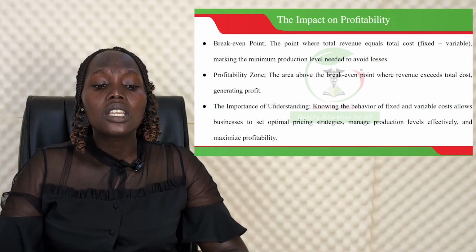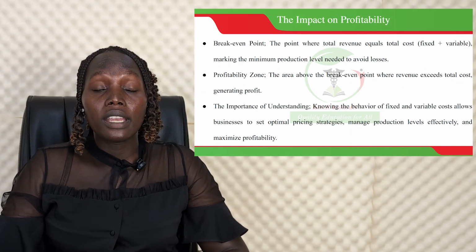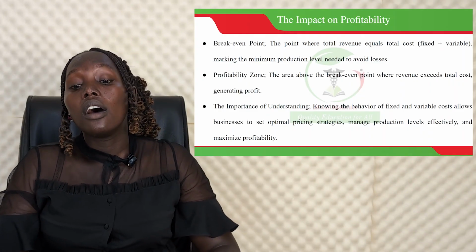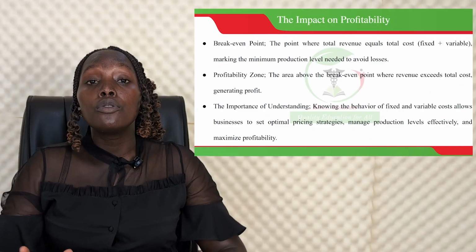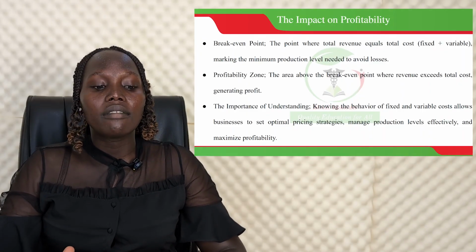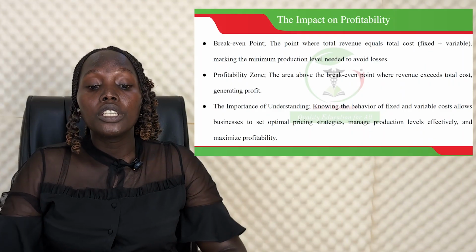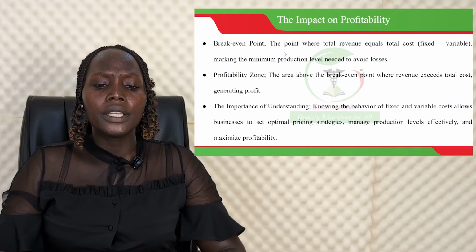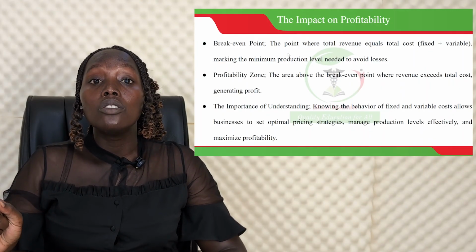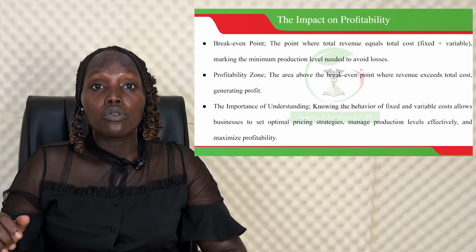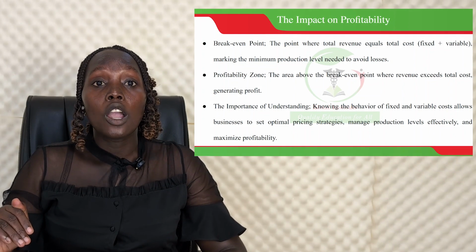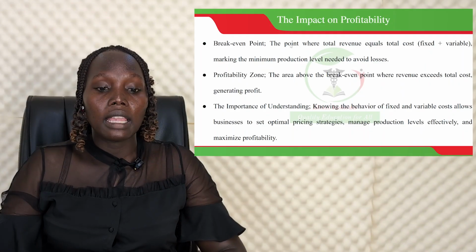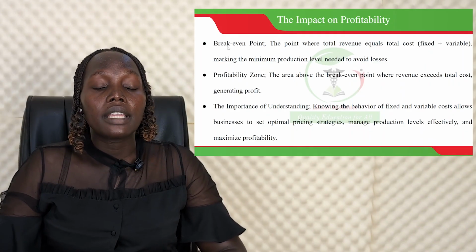We have the break-even point. The break-even point, what does it mean? This means that it's where the total revenue equals the total cost. For example, when you add the fixed plus the variable costs, it marks the minimum production level needed to avoid losses. So it's the point where the revenue equals the total cost, where the expenses are equal to the revenue that you get. Where they meet, that is what we call the break-even point.